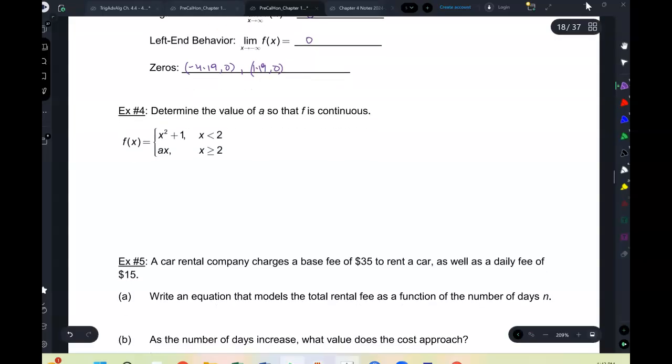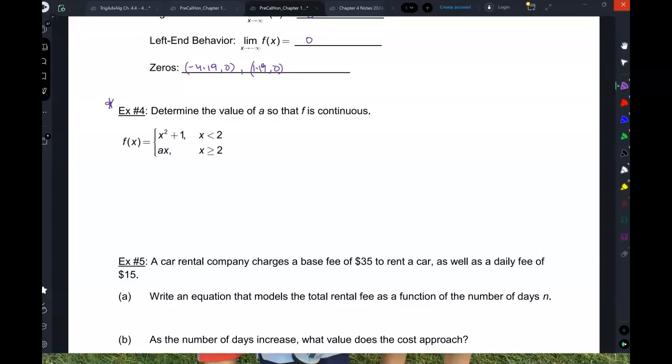Next one. Determine the value of a so that f is continuous. The other stuff in this chapter is not as important, but this is especially crucial for you guys to know, as we're heading into calculus and all that good stuff. So determine the value of a so that f is continuous. What do we see here? There is a piecewise function here, and the partition is at x equals 2, correct?